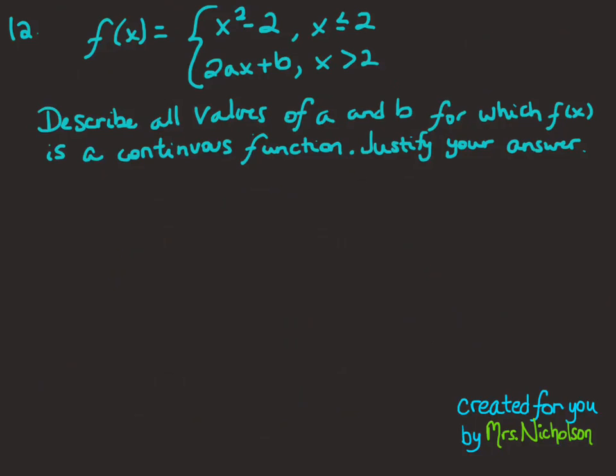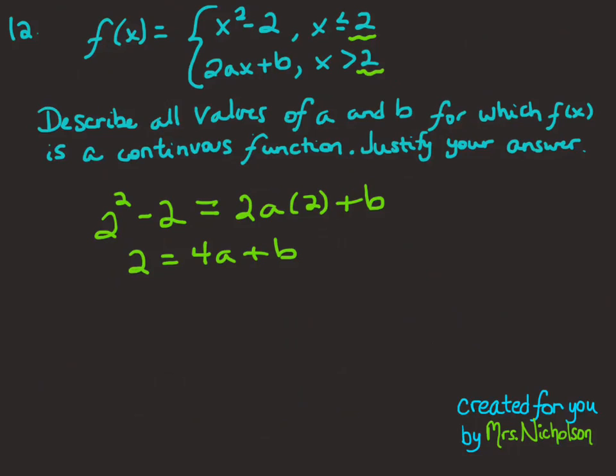Anytime you have a piecewise function and you want it to be continuous, we want those two pieces to be equal to each other at the value where we're switching from one piece to the other. We don't want them always equal. We just want these pieces equal when x is equal to 2. So I'm going to plug in 2 to my first piece, and I'm going to set that equal to what I get when I plug in 2 to the second piece. And if I simplify that, I get 2 is equal to 4a plus b.